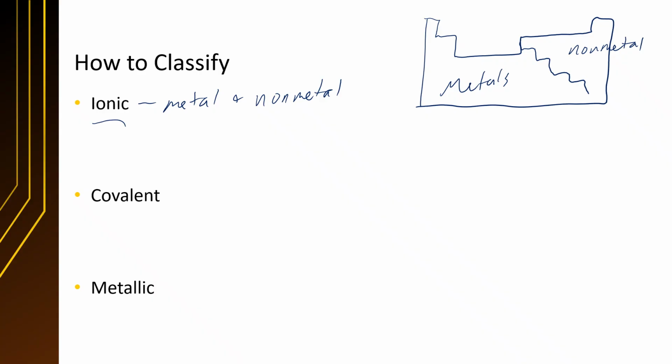Now, ionic compounds, we're going to talk about this in more detail, but they form when there is a transfer of electrons. So one atom will gain and one atom will lose the electron.